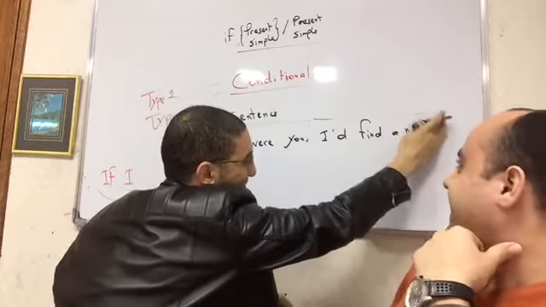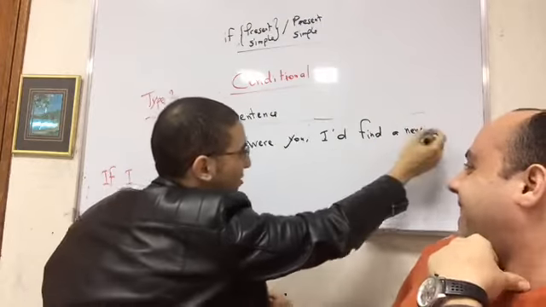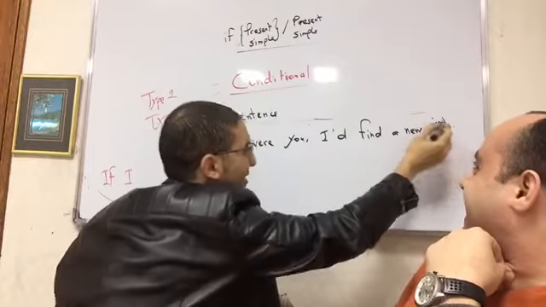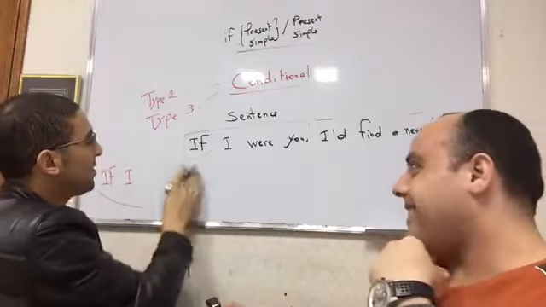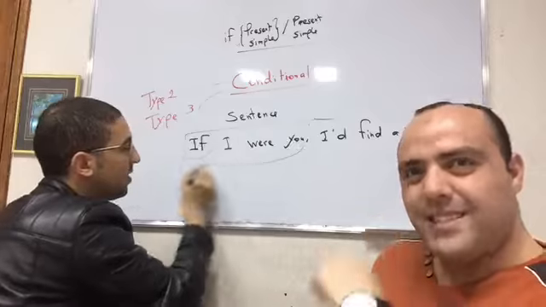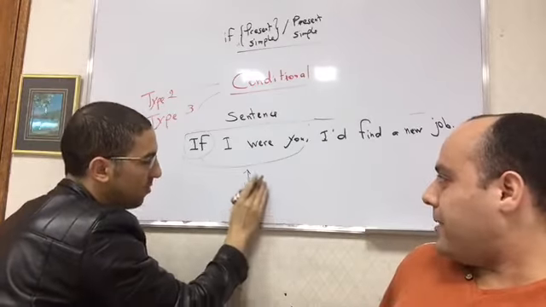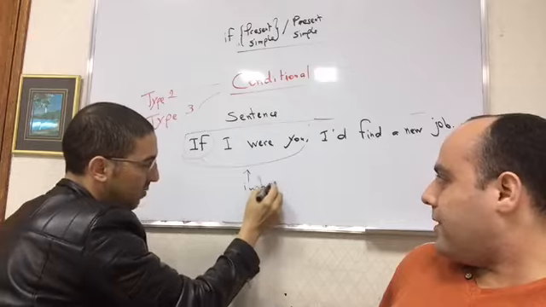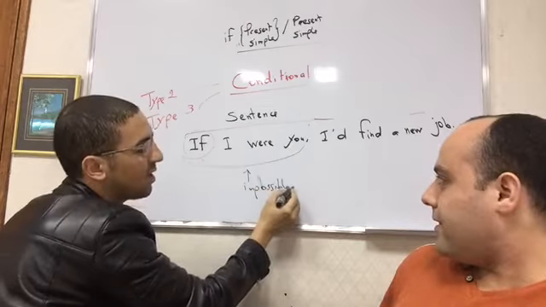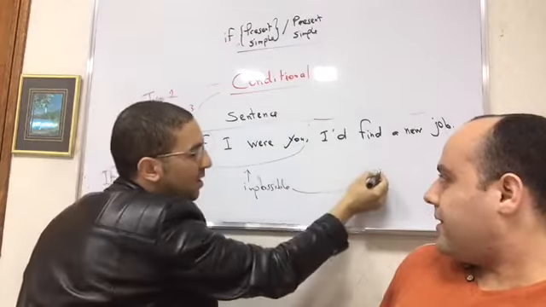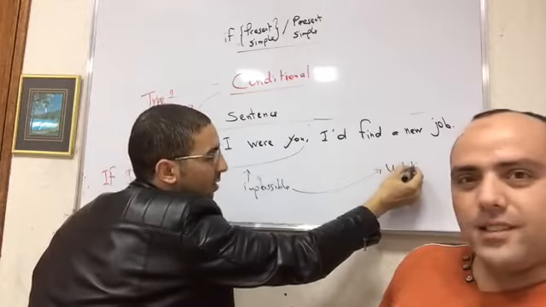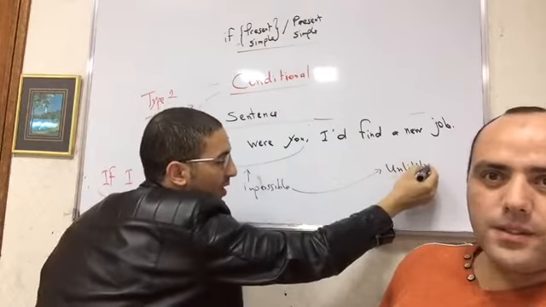Because you're thinking about it: my job is horrible, I say I'd find a new job. If I were you, because of course, this is impossible because I am not you. As a result of this impossibility, this is unlikely. The result is unlikely to happen.